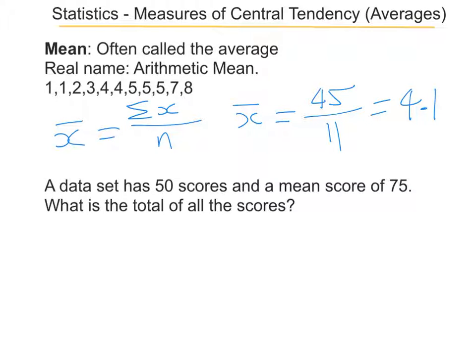So 4.1 is a typical number for all of these numbers. And because they're in order, you can see that 4.1 is roughly going to be in the middle somewhere, so it is a typical number.